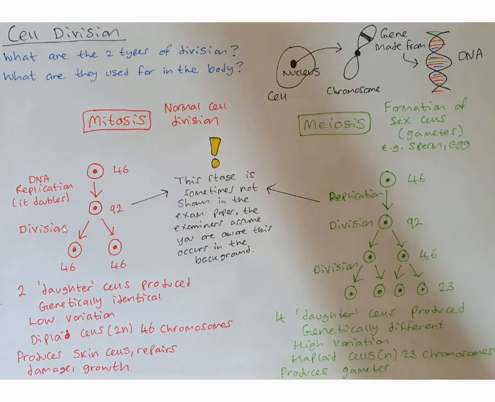Now what happens is we then get the division stage. So this one cell then becomes two cells which contain 46 chromosomes, just like the original cell. So you can see how quickly the skin can replace itself and repair very, very quickly.